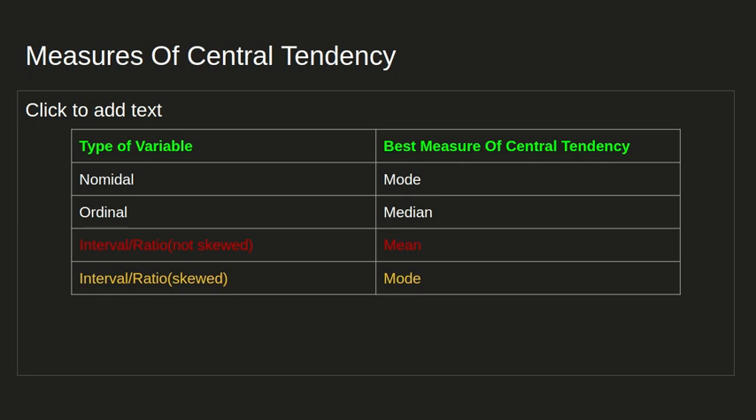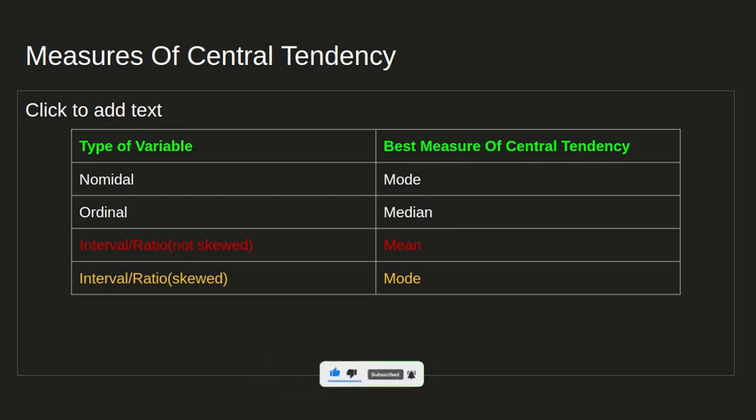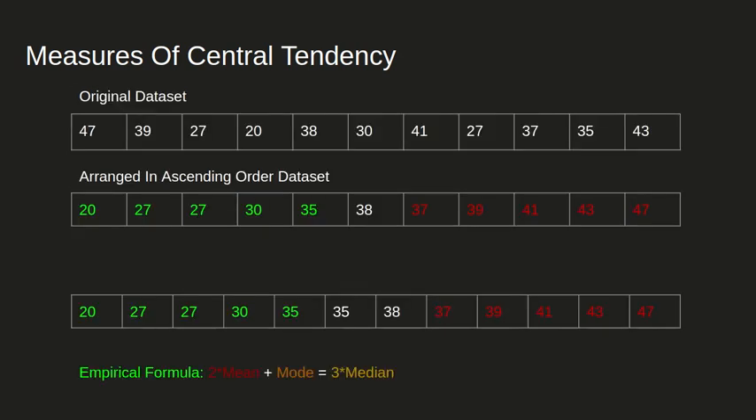If you're working with interval data which is not skewed, and you want to find a measure of central tendency, then the mean is the best measure to use. If you have interval data which is skewed, then the mode is the best measure of central tendency to use. So let's take a deeper look at what I'm simply talking about, because some of you might be confused, but this is quite easy to understand.